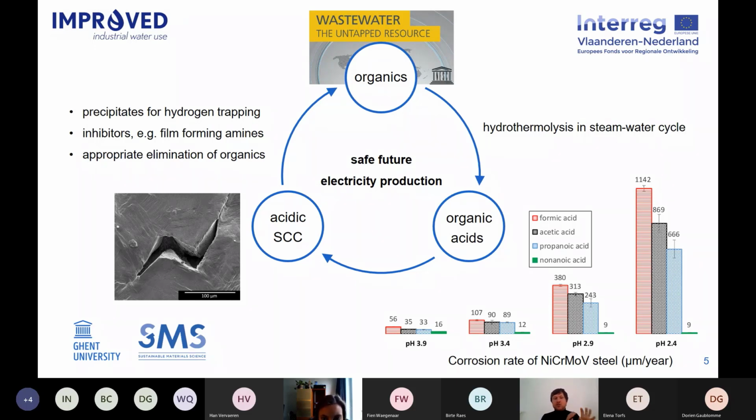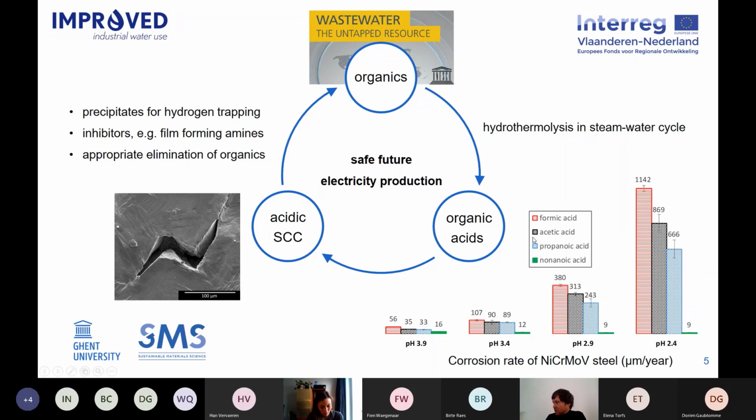So this is on a material level, but you can also change the environment. For instance, you can add an inhibitor like film-forming amines to the environment to protect your metal from corrosion. A third option is elimination of organics, of course, because these organics lead to organic acids and are responsible for acidic stress corrosion cracking.